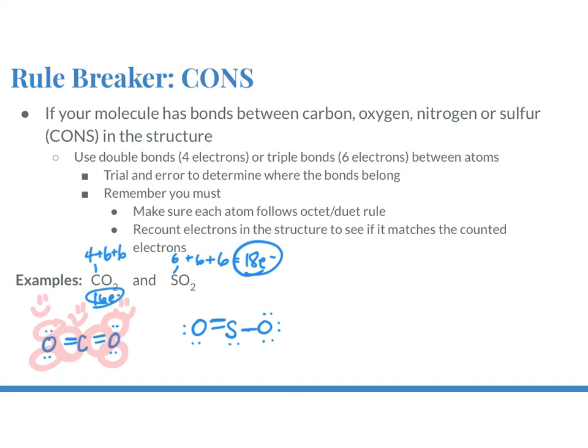So now my oxygen on the left has 2, 4, 6, 8 with that double bond. My sulfur has 2, 4 with that double bond, and then the lone pair is 6, and then the single bond is 8. And then this oxygen has 8 with its lone pairs and single bond. So now if I count them up, I have 2, 4, 6, 8, 10, 12, 14, 16, 18. So now it matches, so I have a correctly drawn Lewis structure.